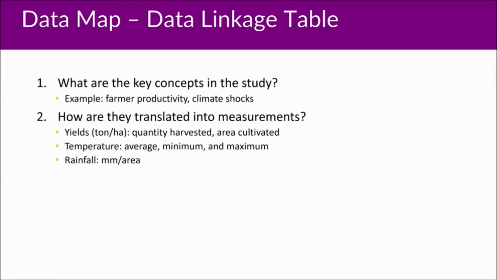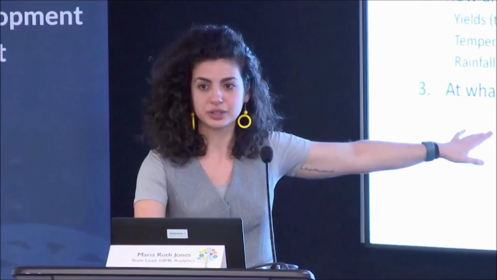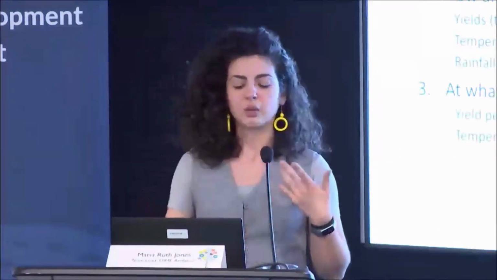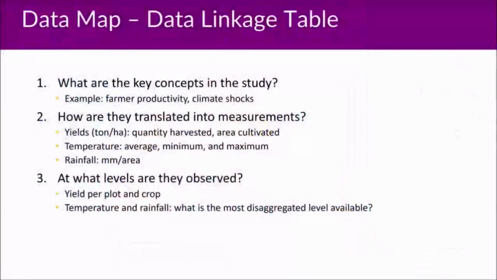We want to talk about climate shocks. How do we measure climate shocks? We want to track things like temperature and rainfall. Then we need to think, how do we observe these different measurements? Well, when I'm measuring quantity, at what level do I measure quantity harvested? What do I need to observe? I need to think about each plot that was cultivated and how much area was cultivated in that plot and how much crop was harvested in there.